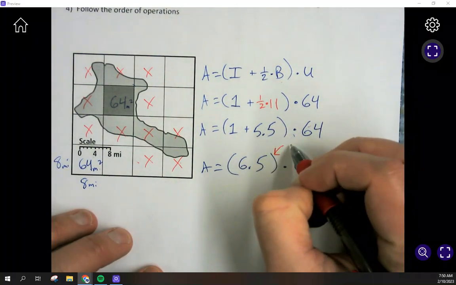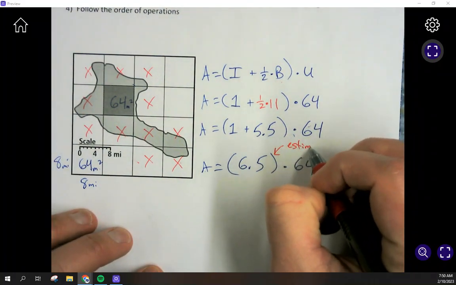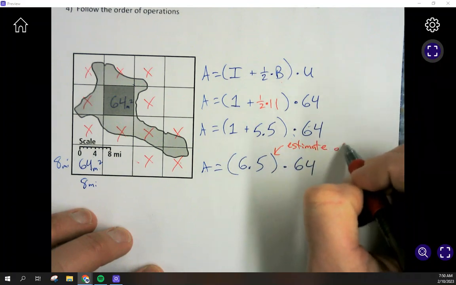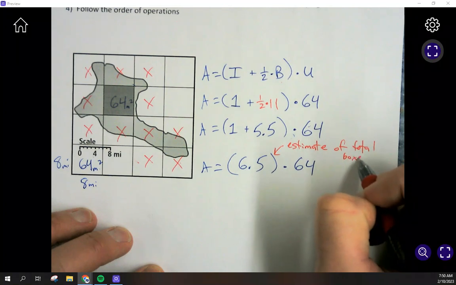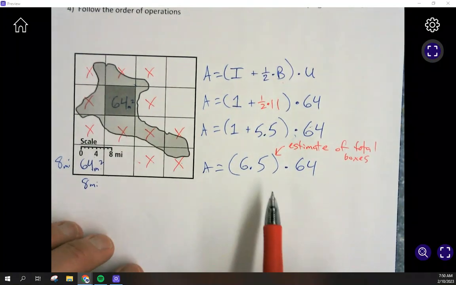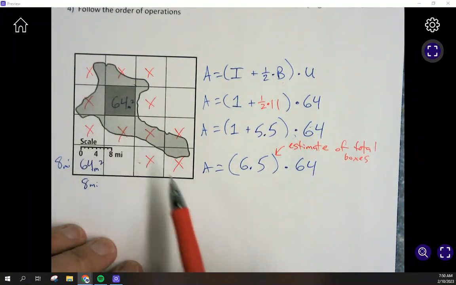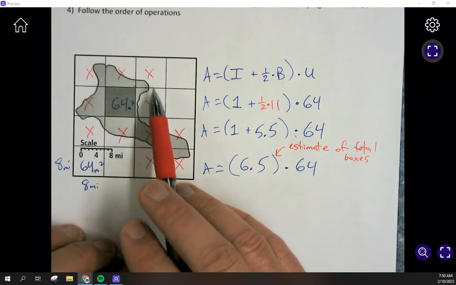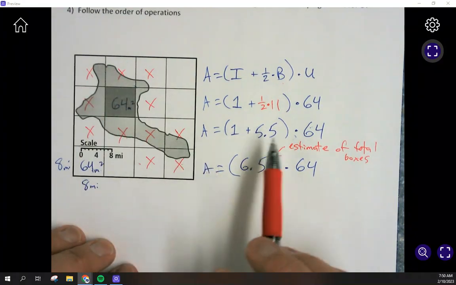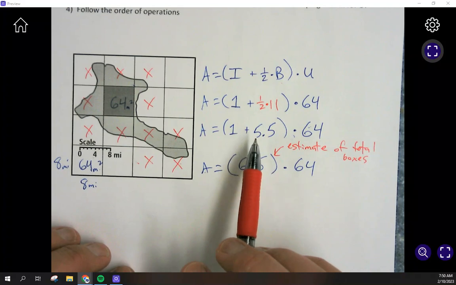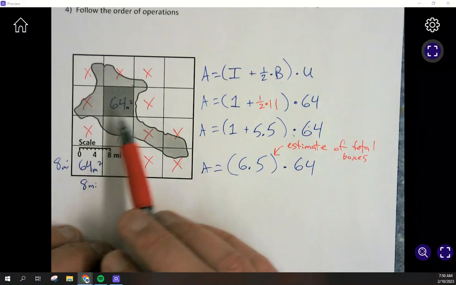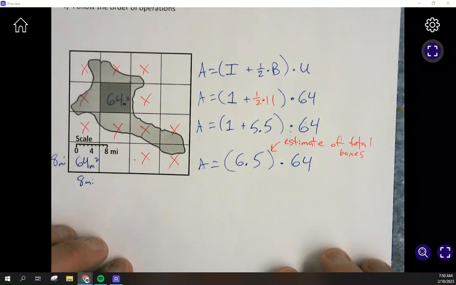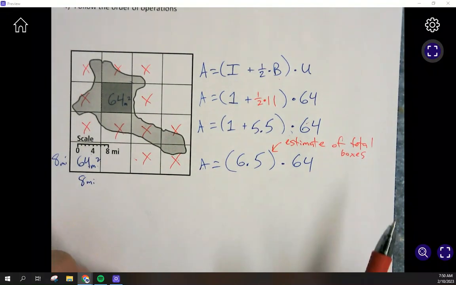represents our estimate of total boxes that we have. So we have one full one, and then we've got 11 halves. So if we add up those 11 halves, it comes out to about 5.5. And we add it to the one whole one that we got. We have about 6.5 boxes that are taken up by the island in this picture.